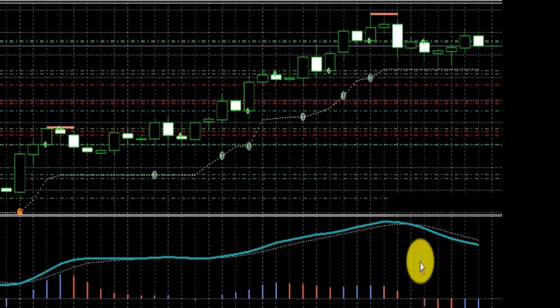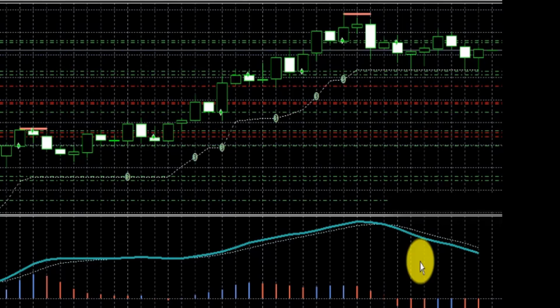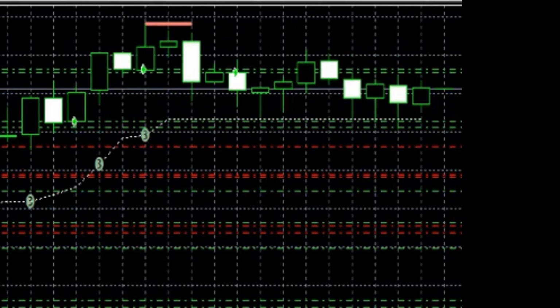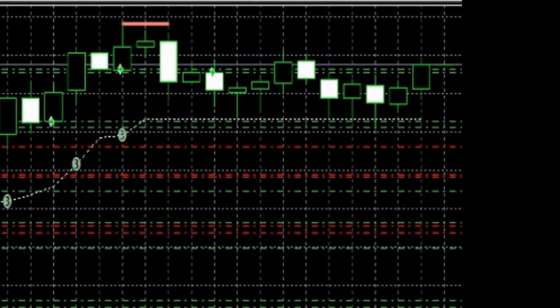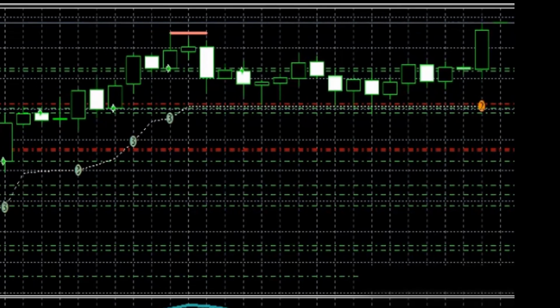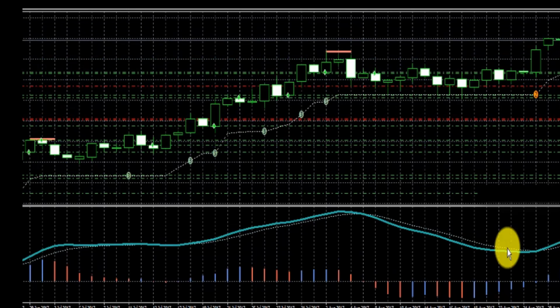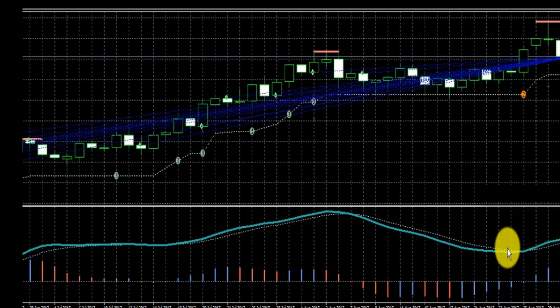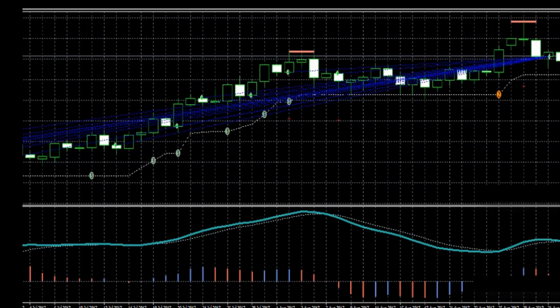Now we're coming close to the line, so nearly broke it. I'm going to stop this at the end of August if nothing much more happens. We're in a bit of a sideways move here. Yeah, let's close those off. Okay, so I've now closed those off. Let's see what we've got.